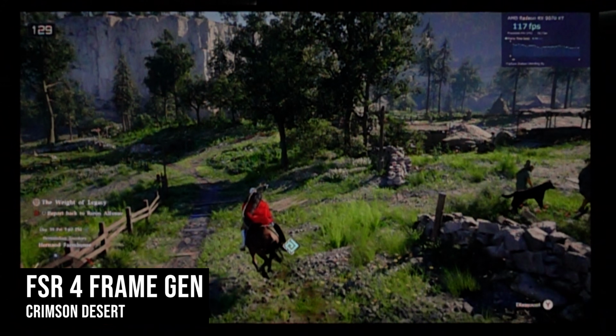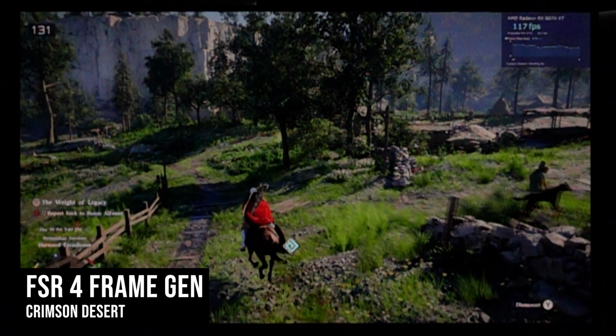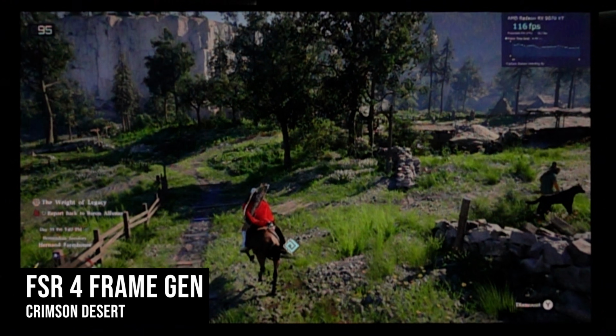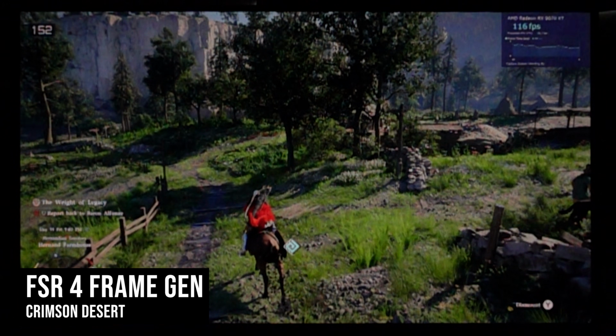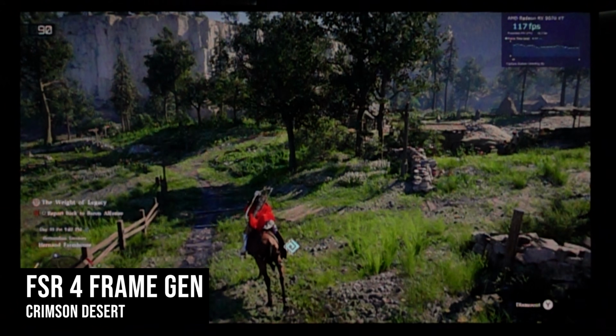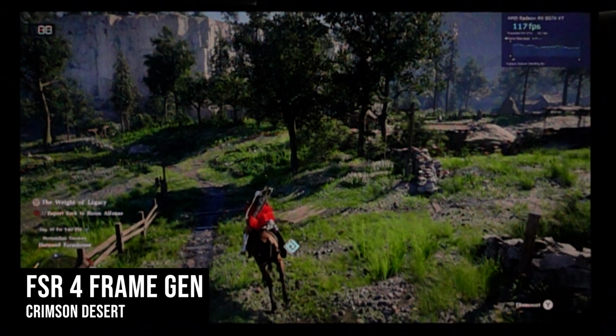So then I thought, what about moving forwards on a horse? Same sort of thing, unfortunately, still frame pacing issues with FSR Frame Gen enabled, and this is with a frame rate of around 115 FPS, which should be quite smooth if the frames are being delivered to the display consistently.